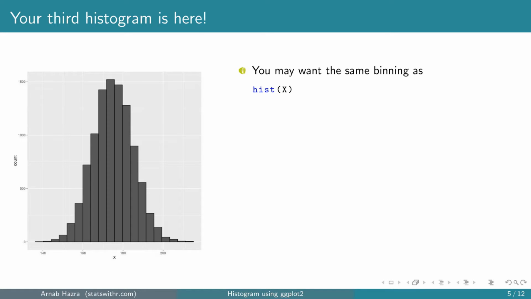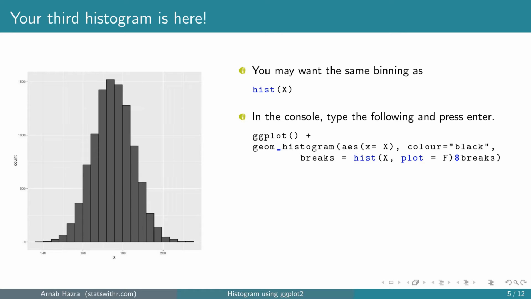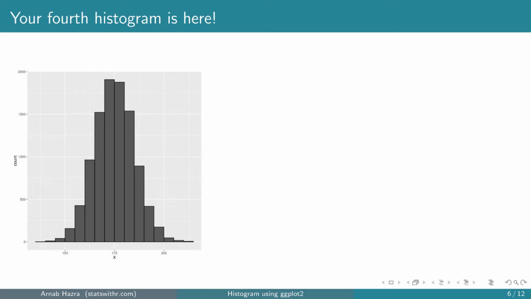The binning of the geom_histogram function is different from the function hist. Now if you want to allow the same binning, replace the argument bins equal to 20 with breaks equal to hist(x, plot = FALSE)$breaks. If you don't set plot equal to FALSE within hist, it will plot an additional histogram which we don't need. Now press enter. Okay, so you get your fourth histogram.